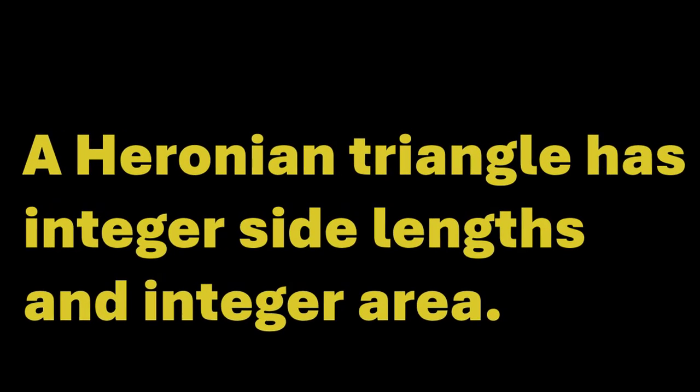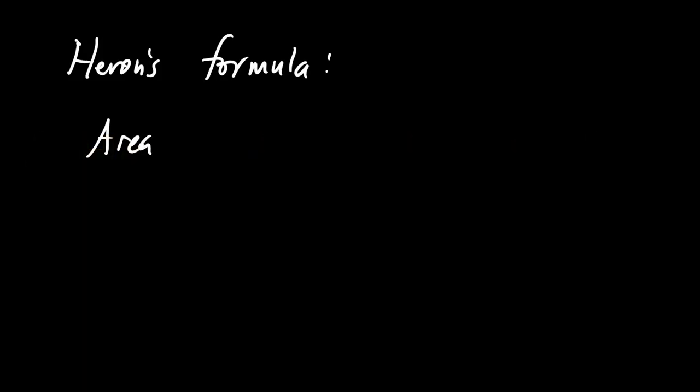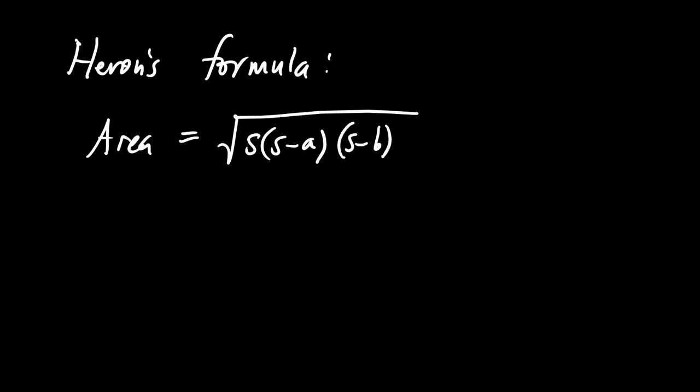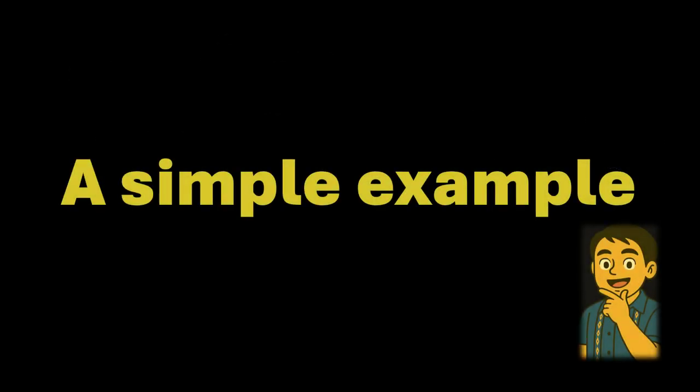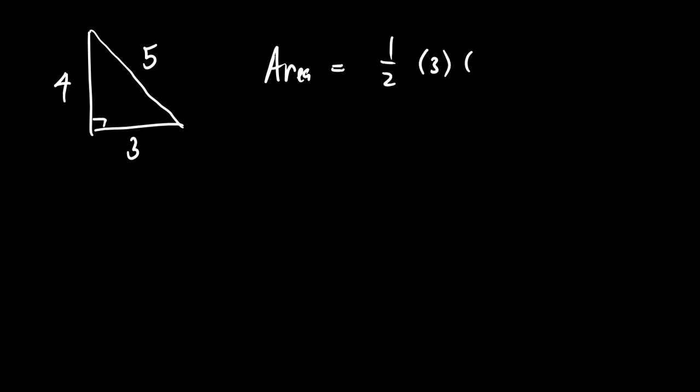Heron's formula is as shown below. The area of a triangle with sides a, b, c equals the square root of s(s minus a)(s minus b)(s minus c), where s is half of the perimeter. Using the formula on triangle 3, 4, 5, we know that the area is equal to half of 3 and 4, and that is 6.